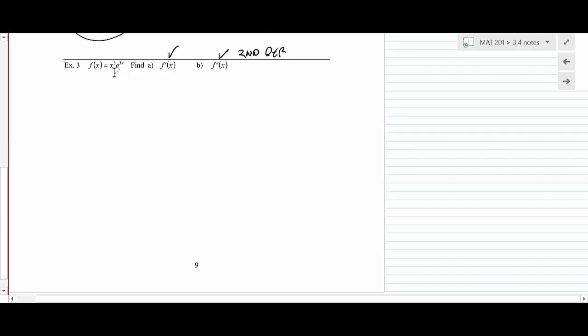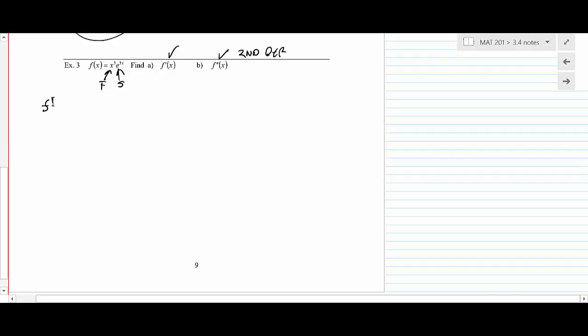Now this one, what kind of rule would you use? We've only learned 2 today, the product rule and the quotient rule. What does it look like? Product rule. This is not a quotient. That's the first term, and the second term would go like that. So we're going to need to use a product rule on this.